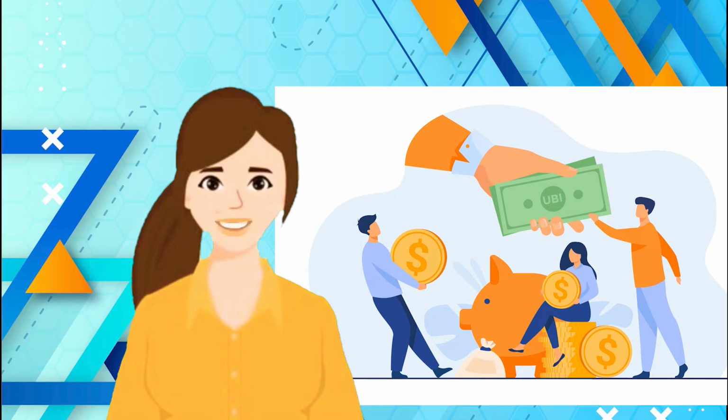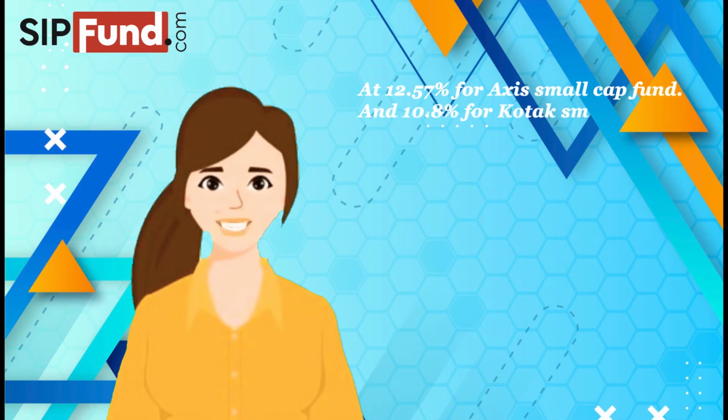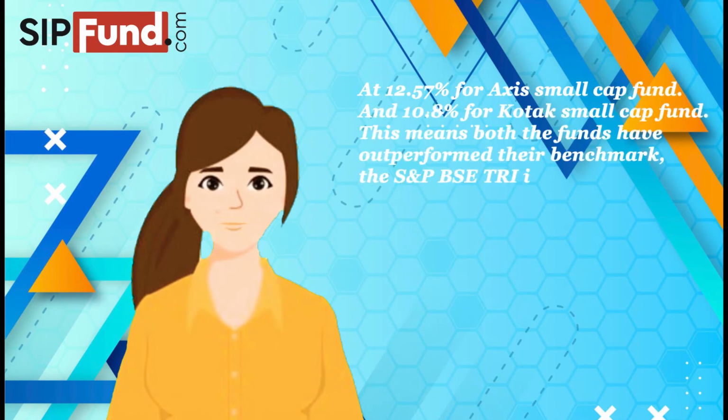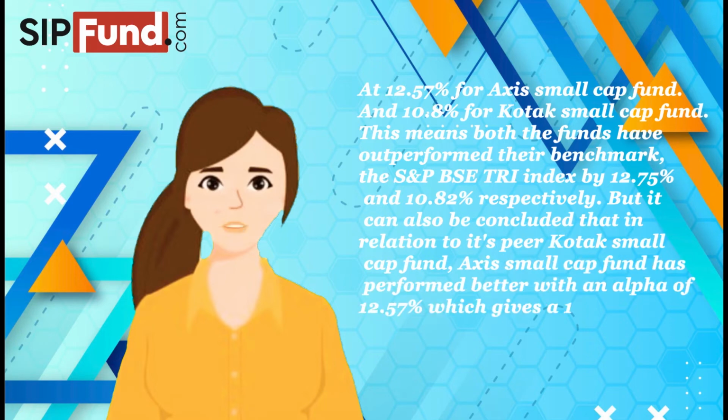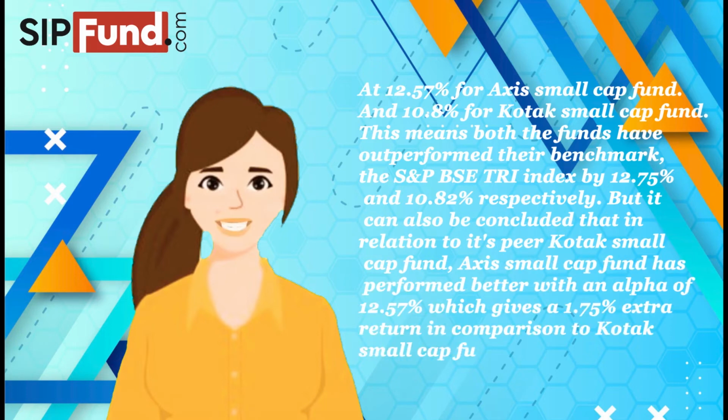She uses a mutual fund screening tool to look at the fund's alpha, which is at 12.57% for Access Small Cap Fund and at 10.82% for Kotak Small Cap Fund. That means both funds have outperformed their benchmark, the S&P BSE TRI index, by 12.57% and 10.82% respectively.